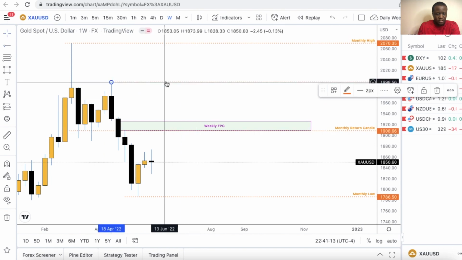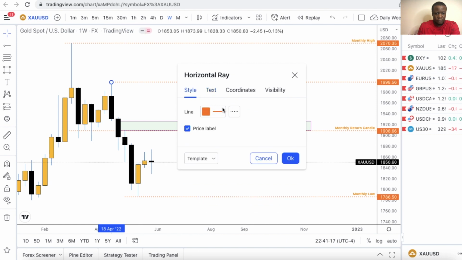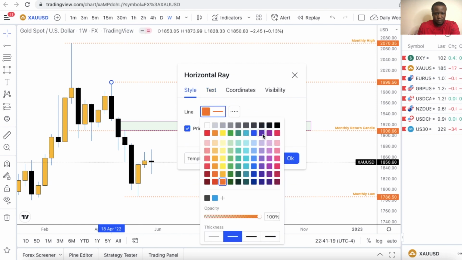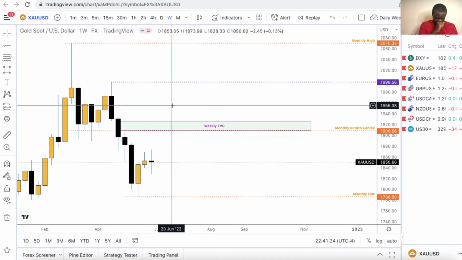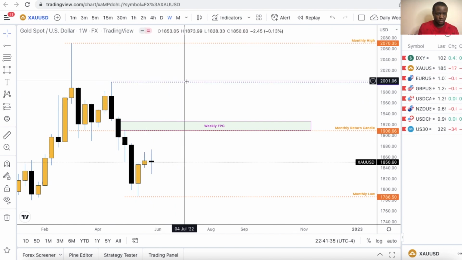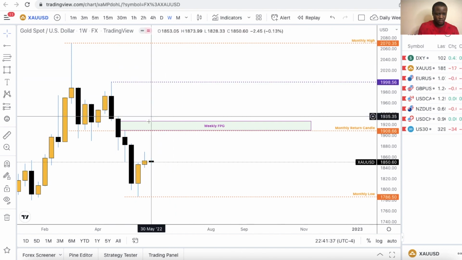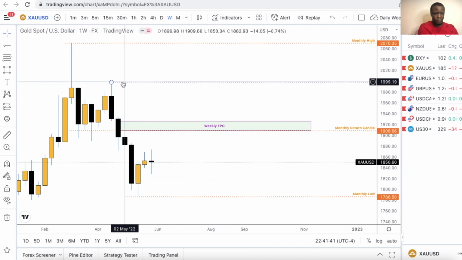I'm going to change the color so you know it's weekly. Go purple for weekly. So I got a weekly high right here. And then I think that's it for weekly key levels. So let me mark this down.